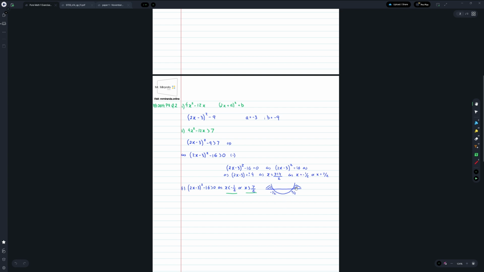Now that I have this, I go back to the inequality and look at what is being asked. I'm being asked, in mathematical terms, for what values of x is this quadratic positive? Now that I have this little sketch, I know the answer. This quadratic is positive for any value of x that is smaller than minus 1/2 and bigger than 7/2. So that's what I put over there, and this is my final answer.